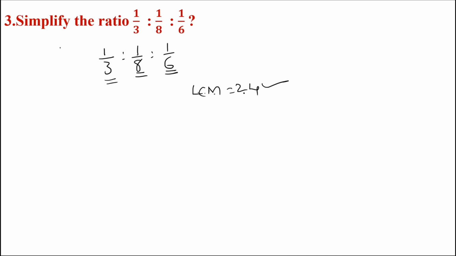This is the least number which is divisible by all the numbers, a common multiple for all the numbers. 3 how many times? 8 times. 8 how many times? 3 times. 6 how many times? 4 times. This is the simplest form.